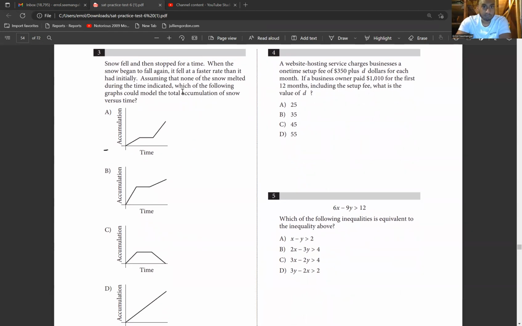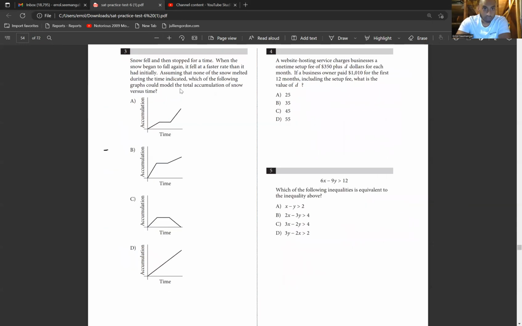Snow fell and then stopped for a time. When the snow began to fall again, it fell at a faster rate than it had initially. Assuming that none of the snow melted during the time indicated, which of the following graphs could model the total accumulation of snow versus time? So it fell, then it stopped, then fell. Accumulation's going up, accumulation's going up. It wouldn't be C or D, right? No, those two don't make sense.